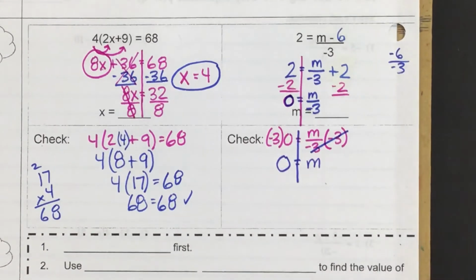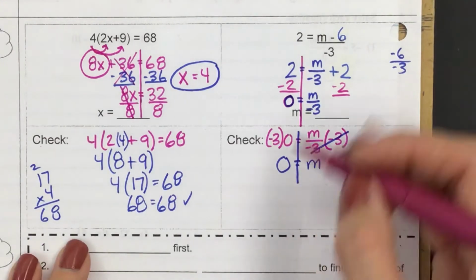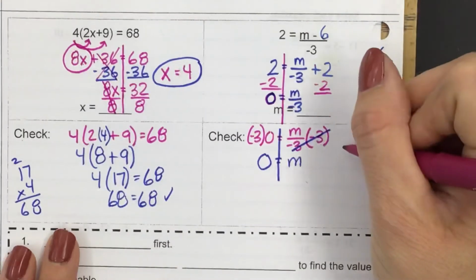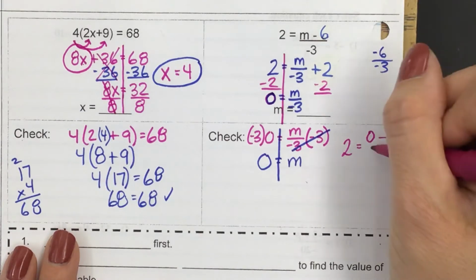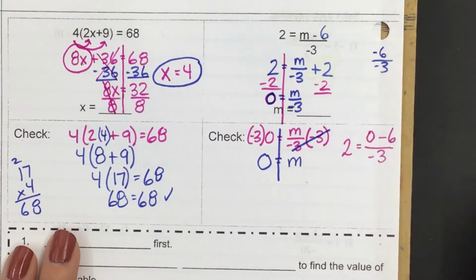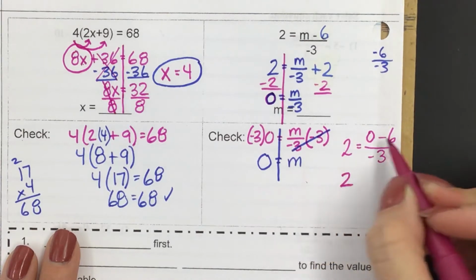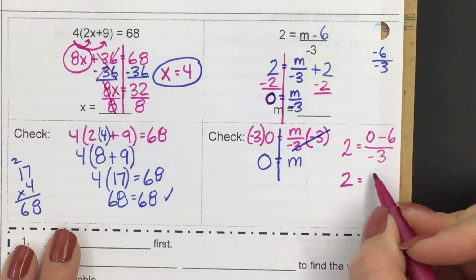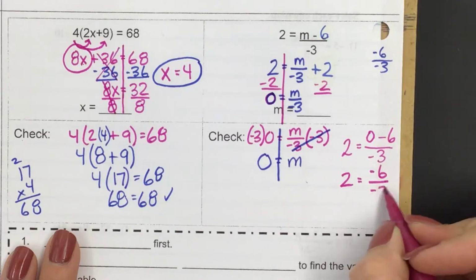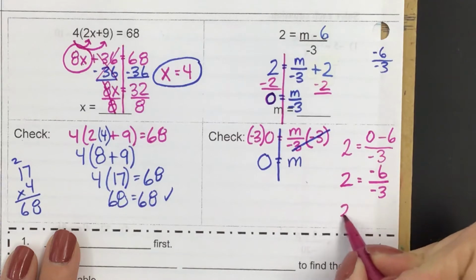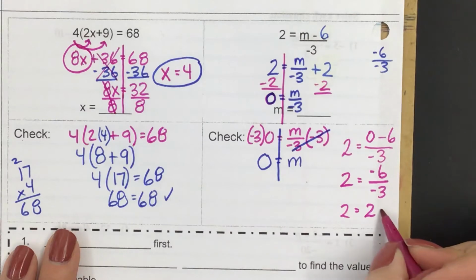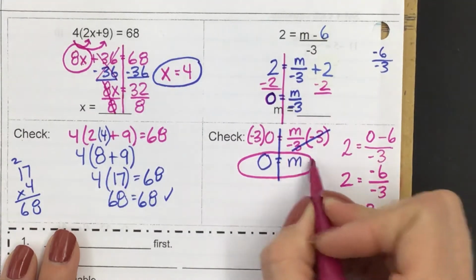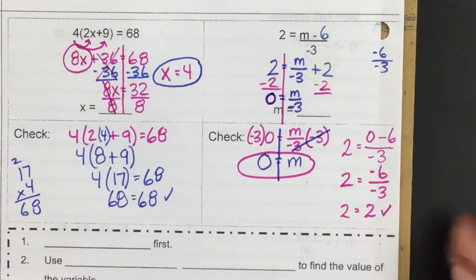0. Okay. Now let's go through and check our answer. We're going to plug in 0 for m. So this is going to be 2 is equal to 0 minus 6 divided by -3. So now I'm going to follow the order of operations. I'm going to simplify the top first. 0 minus 6 is -6. Now I'm going to divide. -6 divided by -3 is a +2. So since both sides are the same, we can say, yeah, m is equal to 0.